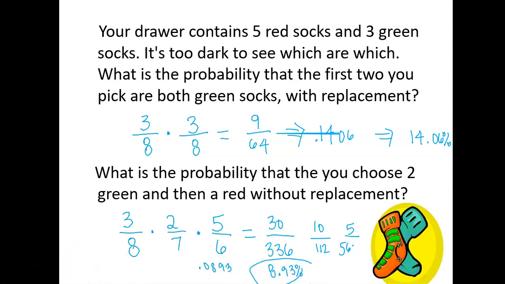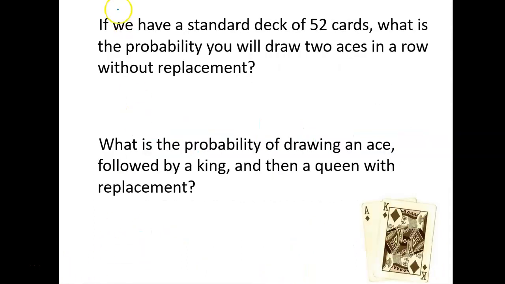Okay, so we have to be paying attention to whether it's with replacement or without replacement on this multiplication rule. If we have a standard deck of 52 cards, what is the probability you will draw 2 aces in a row without replacement? Meaning I take out the first card and I set it aside and then I draw a second card. So the probability of getting an ace on the first draw, since there are 4 aces out of the 52 cards, would be 4 out of 52. I don't replace that card, so now on the second draw there's only going to be 51 available cards. Also, if the first card was an ace, that means there's only 3 left in the deck.